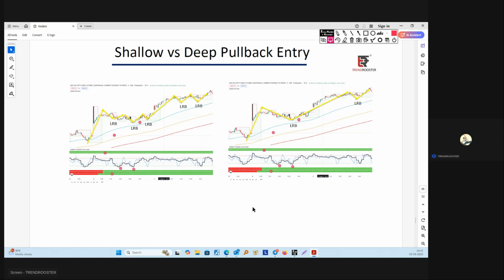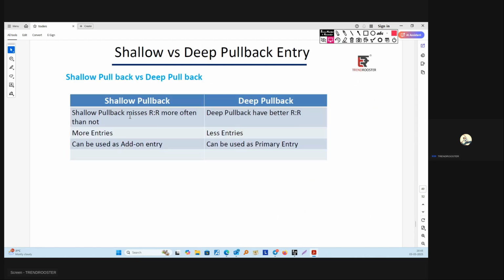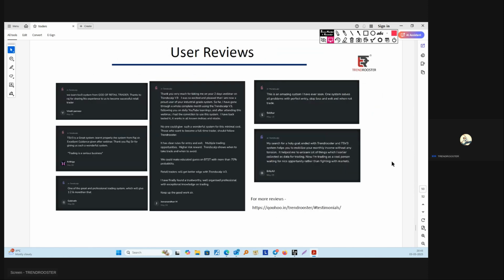Now look at this, shallow pullback. This is all shallow pullback, and this is a deep pullback. And the difference between shallow pullback and deep pullback. A lot of people praised this objective method, a lot of people made money out of it, and user reviews are out there.